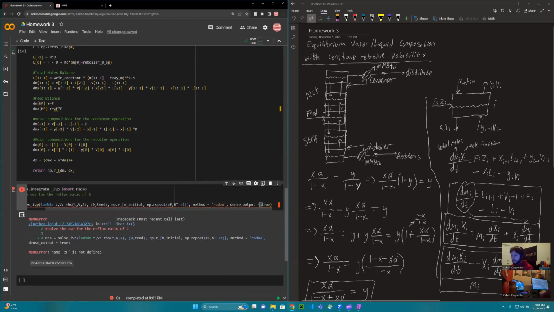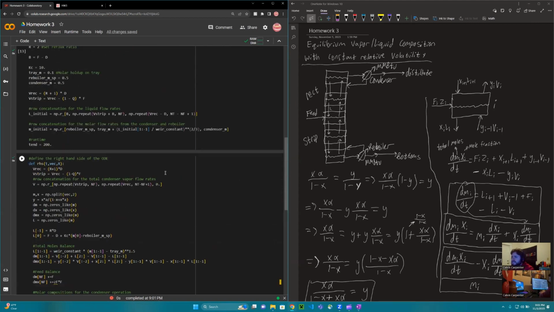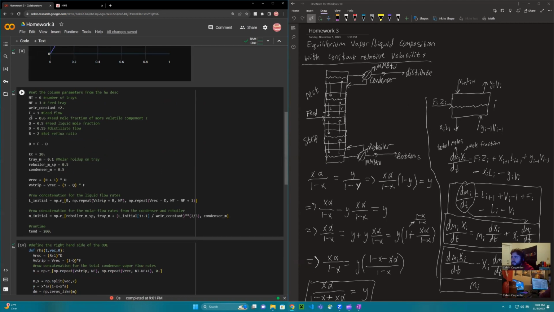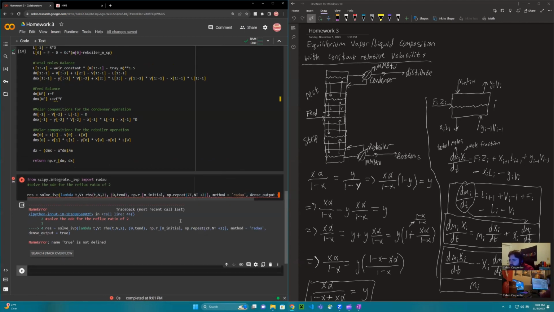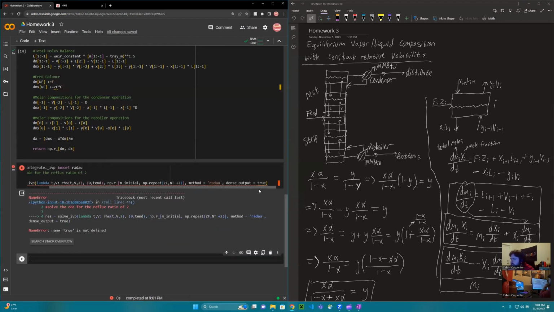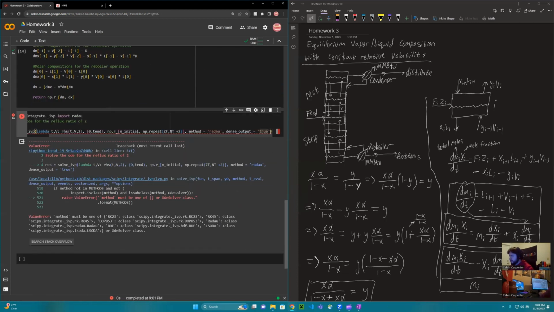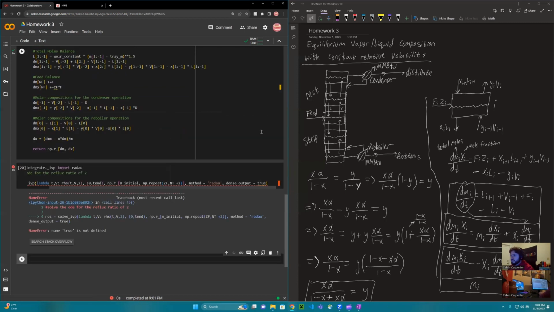It looks like we have an error here. It says ZF is not defined. I swear I defined ZF. Oh, it's just capital Z. Oopsies. Still not good. It says true is not defined. I think that's supposed to be in quotations. Why is it saying true not defined?